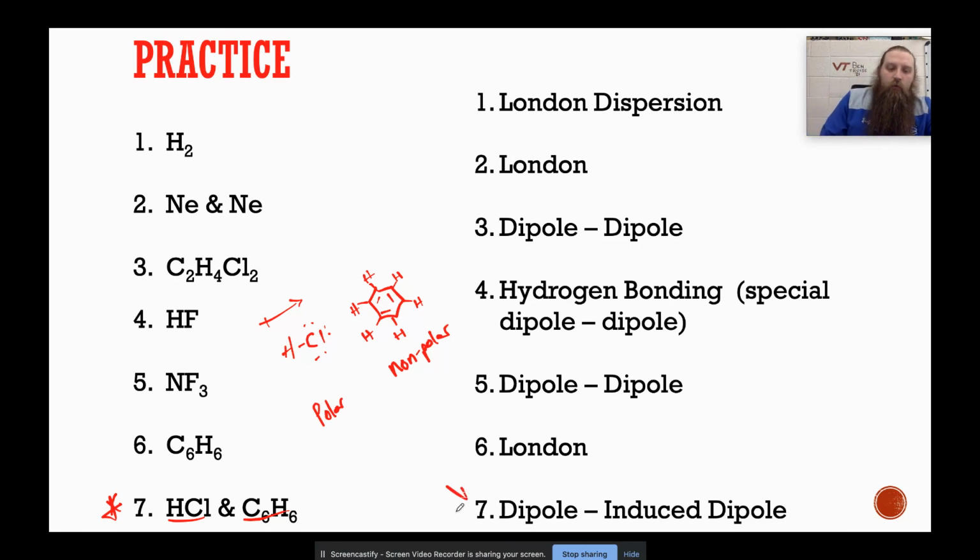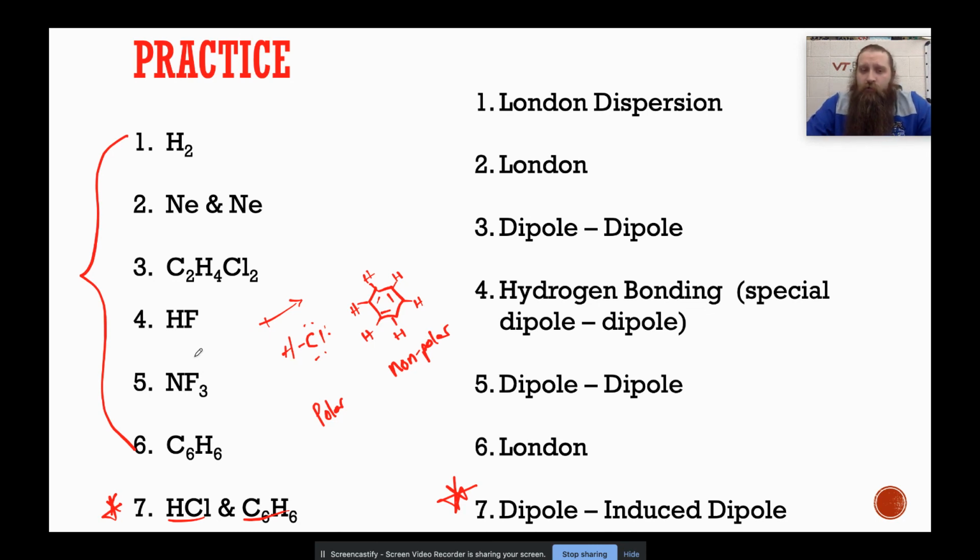Number 7, like the dipole-induced dipole answer, it's never the answer if you only have one kind of element or one kind of compound in your sample. So 1 through 6, you'll notice it's only one kind of compound. So it can't be dipole-induced dipole. A molecule can't be both polar and non-polar. So the only time we should ever put dipole-induced dipole as an answer is if we have 2 different chemicals interacting with each other.